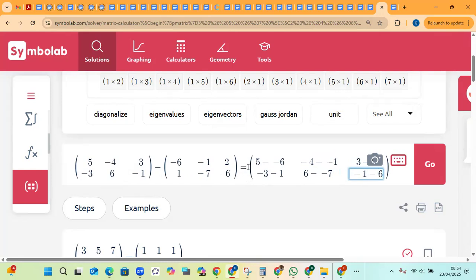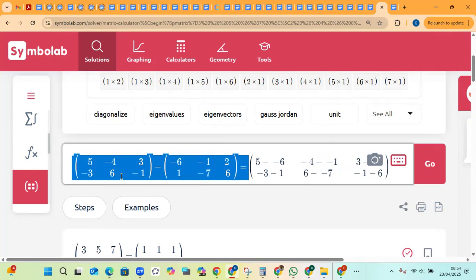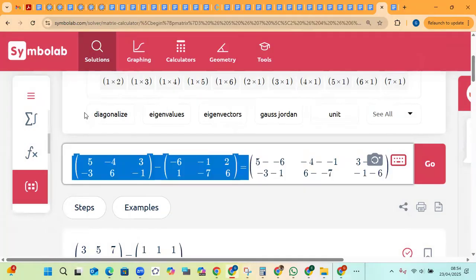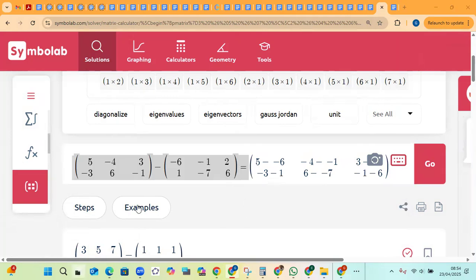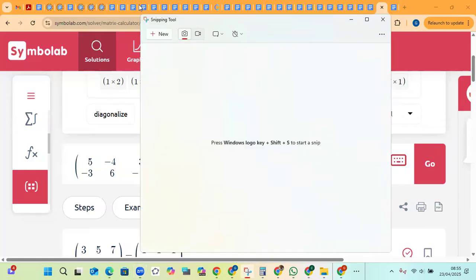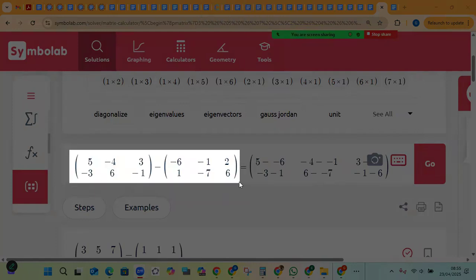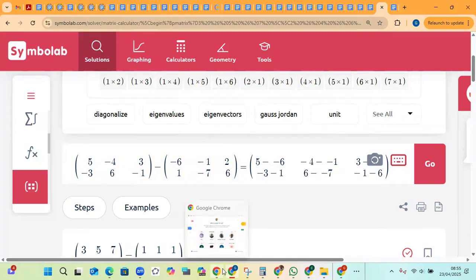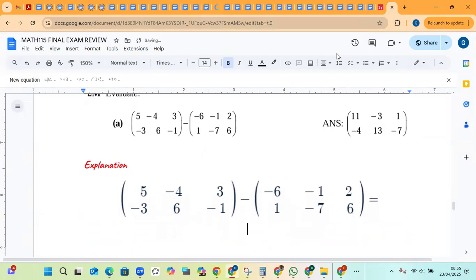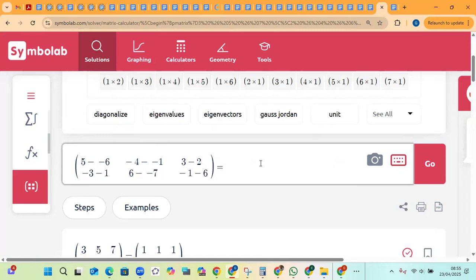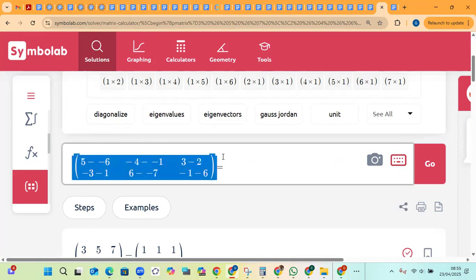So what we need to do is to copy this. I'll take a screenshot of it using the snipping tool. Paste it as part of the working. Delete it so that I can get some space. My equal sign. And as we see, we are going to get another 2 by 3, 2 rows and 3 columns.